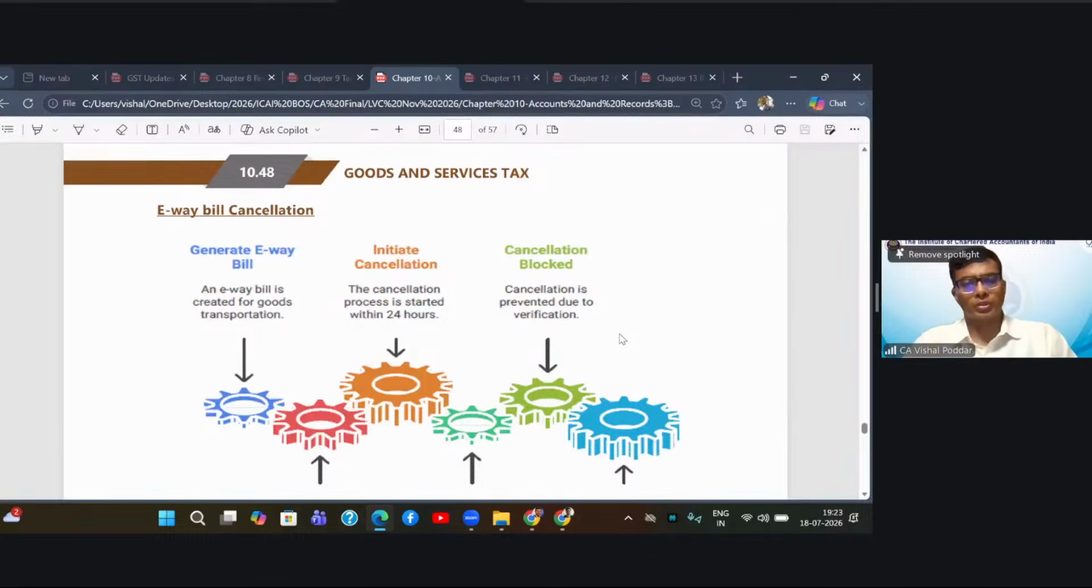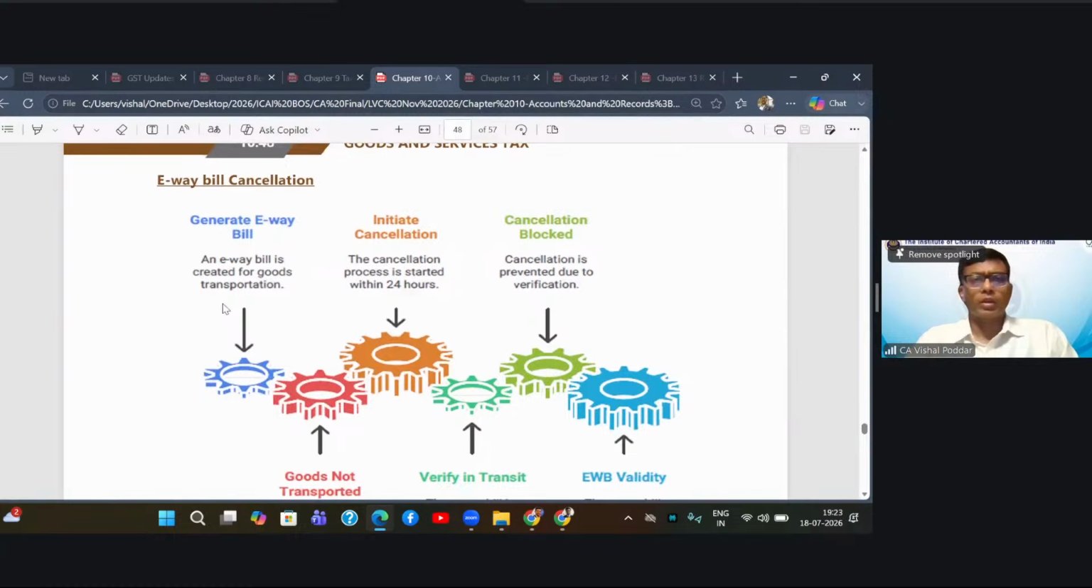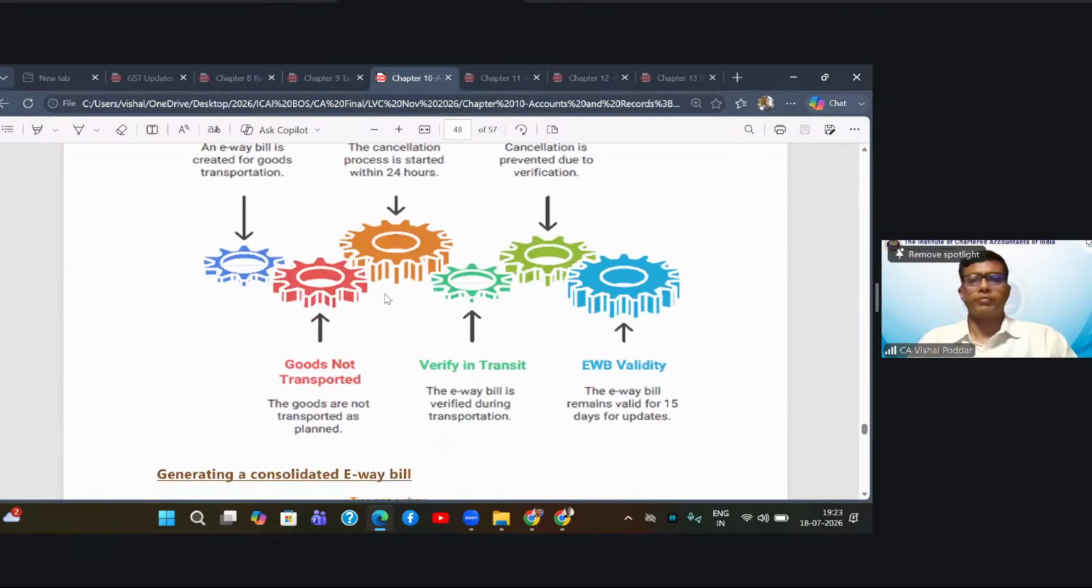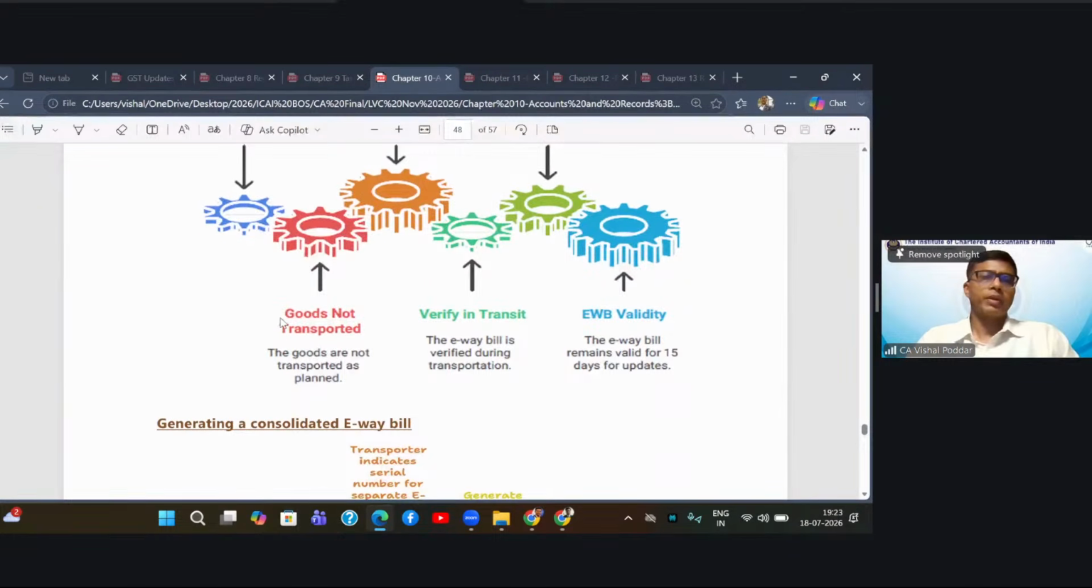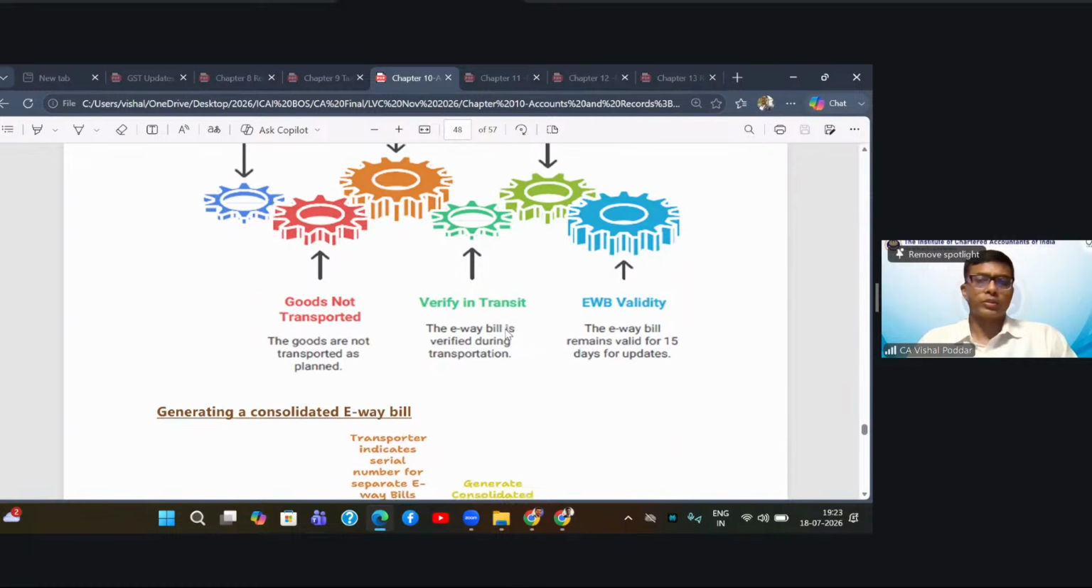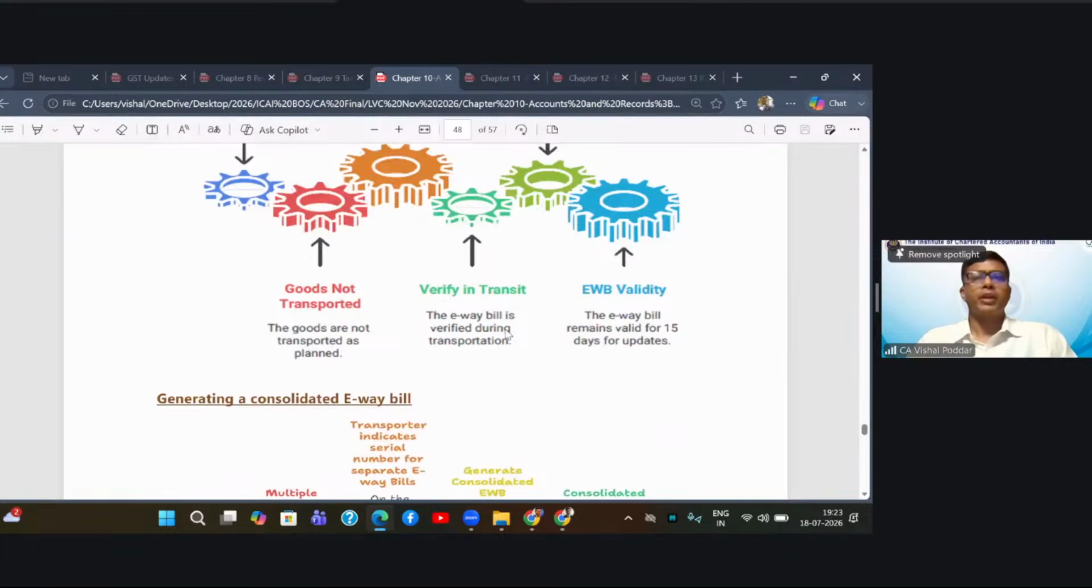Now comes an important question. I have generated an e-way bill. After generation, can I cancel it? The answer is yes. So an e-way bill is generated for goods transportation. However, within 24 hours of generation, if I find that there is some problem, I can cancel the generated e-way bill. When can this be done? When the goods have not been transported. Also, if there is no verification during the transportation, the e-way bill can be cancelled.